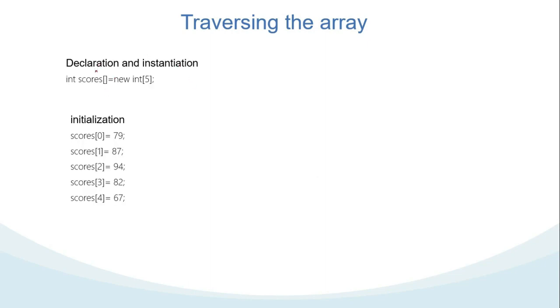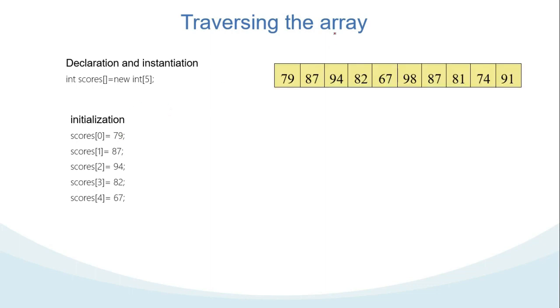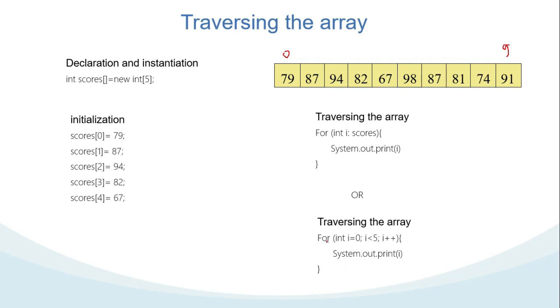Now let's see how to traverse the array, or to read the array. Using the previous declaration and instantiation, how do we traverse it? Here is the array and we want to read it from index number 0 up to index number 9. So we have to read it from the first index until n. Here, we will need looping. You can read it like the following, or you can read it like the following.